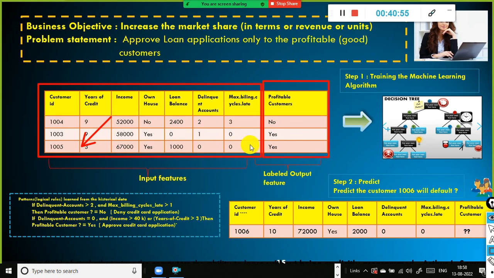label each customer, right? So you need to tell this algorithm. You need to train this algorithm with this historical data. This historical data consists of both input as well as labeled output features. This is mandatory in the case of supervised machine learning.